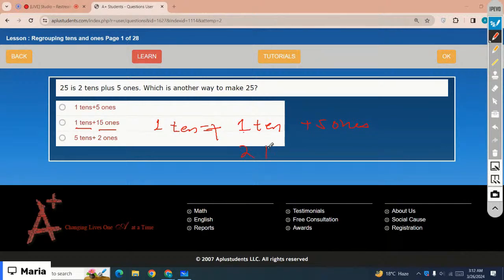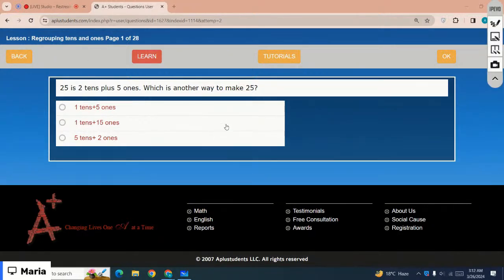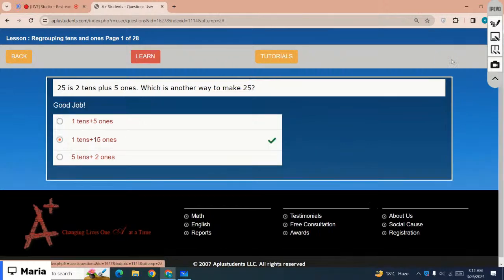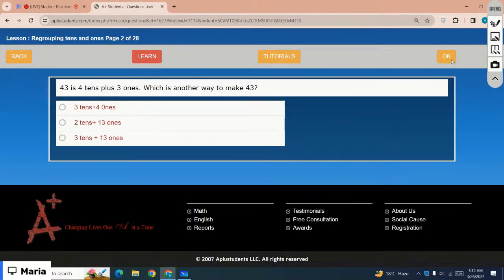So which is the correct option? 1 ten plus 1 ten make 2 tens. That is 2 tens and 5 ones. So the correct option is option number 2. That is 1 ten and 15 ones. Option 2 is the correct option. 43 is 4 tens plus 3 ones, which is another way to make 43, which is the correct option.